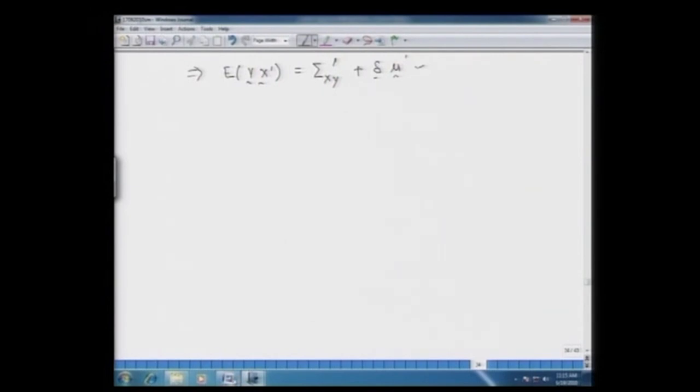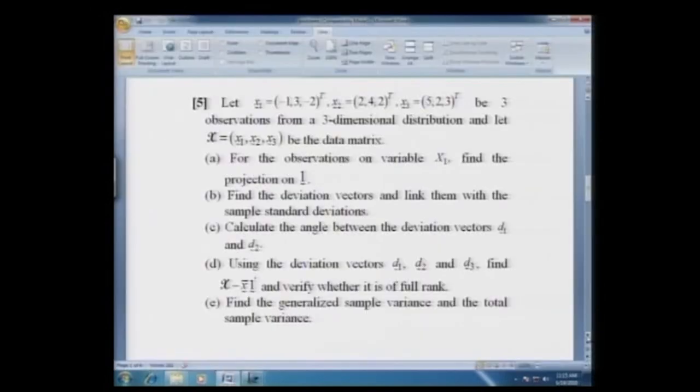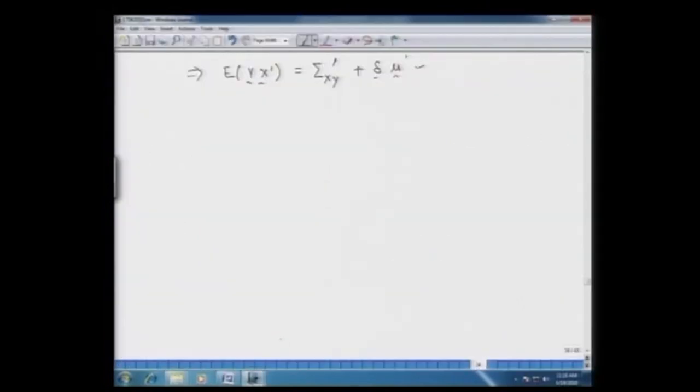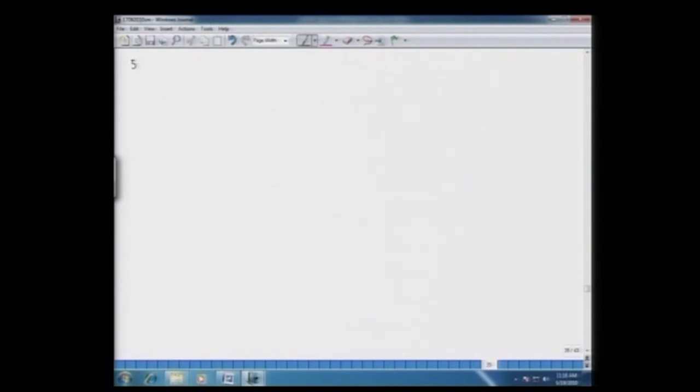Let us now move on to the next problem, which is problem number 5. We have these 3 random vectors x1, x2, x3. These are 3 observations from a 3-dimensional distribution, and we denote by script X the data matrix holding the 3 column vectors, and then we will be deriving all these things. So let us first write what we have here. Let us do the solution of problem number 5.